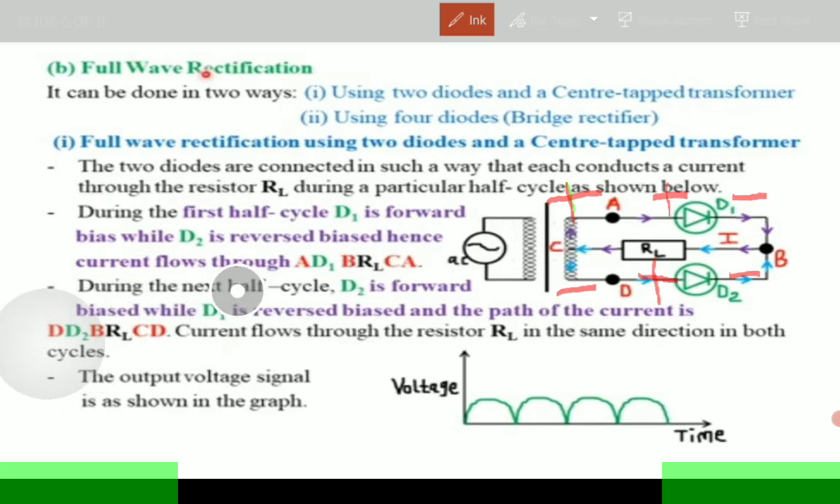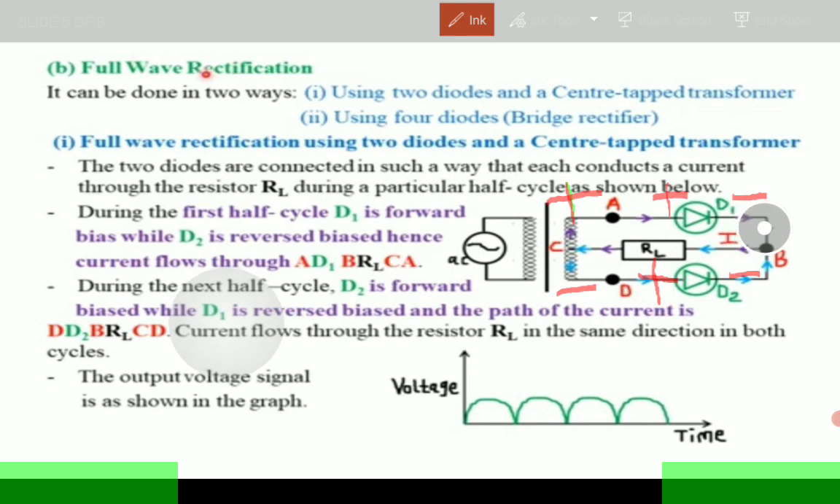So what are we saying? We are saying that during the first half cycle, D1, which is this diode, is forward biased, and D2 is reverse biased. Therefore, the path that current is going to take is from A to D1 to B, then through the load resistor L, to C and back to A. So this is the path that the current is going to follow.